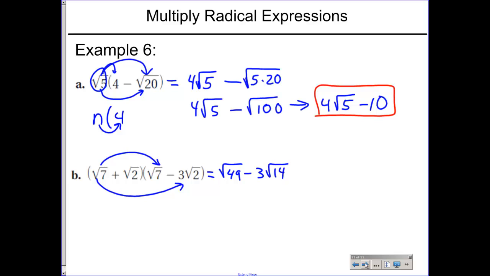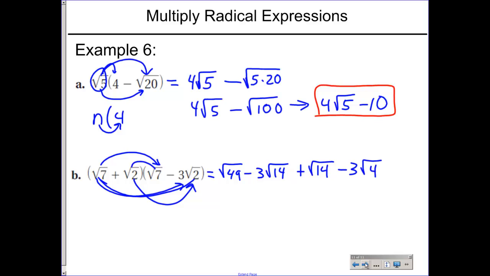Remember, we can only multiply the irrational components together. The 3 out in front cannot be affected. Then we're going to come back here and multiply the square root of 2 times the square root of 7, and that's going to give us a positive square root of 14. And then we're going to take the square root of 2 and multiply it here also by the negative 3 square root of 2, and that's going to give us a negative 3 square root of 4.